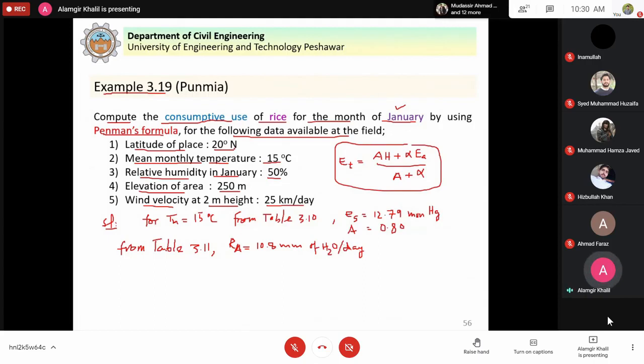This is for the latitude of 20 degree and in the month of January.